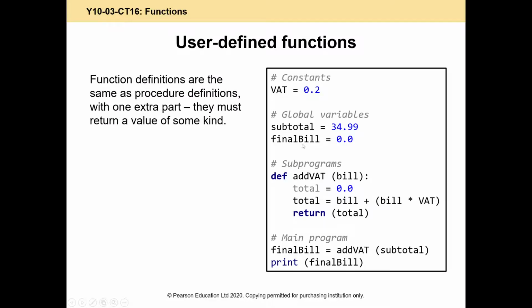Rather than using built-in ones, we can define our own. So say, for example, at the moment, VAT is 20%, which is 0.2 as a decimal. We can say add VAT to a certain amount, and we say the total is going to be whatever we would be charged without VAT, plus the total times by VAT, and then we return that here. So if we say add VAT to our subtotal of £34.99, it will work out the VAT, add it to the bill, and display it. That's how you can define your own functions.